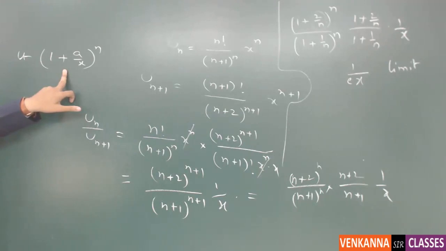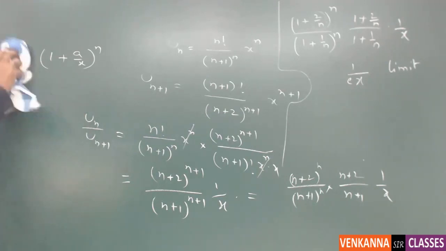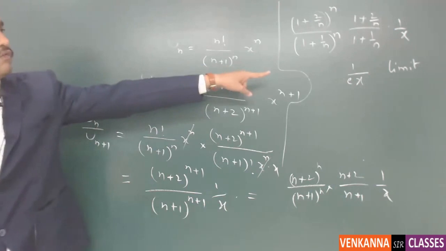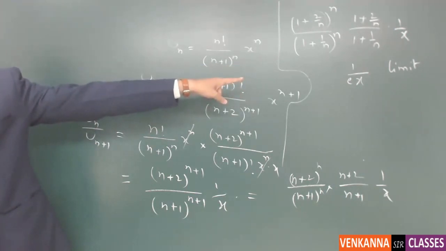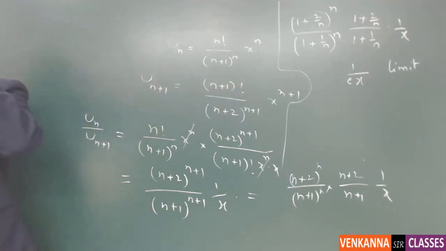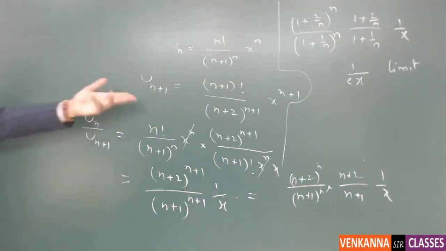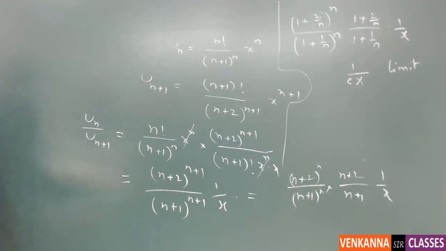When 1 by x is greater than 1, it is convergent, less than 1 divergent, equal to 1 the test fails. When equal to 1, you take the other case. When x equal to 1 by e, you take the other case. When x equal to 1 by e, right? Is that sufficient for you in getting the logic? Fine, thank you.